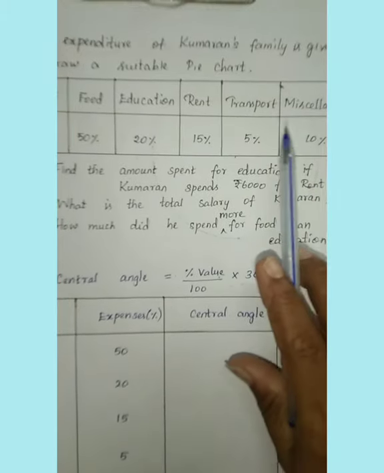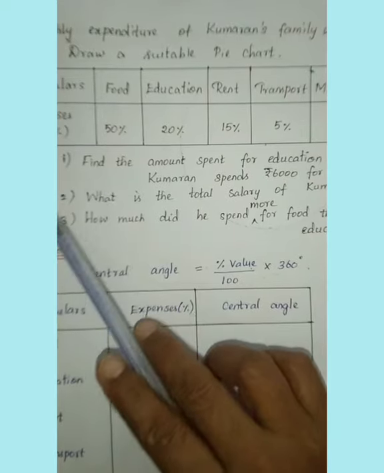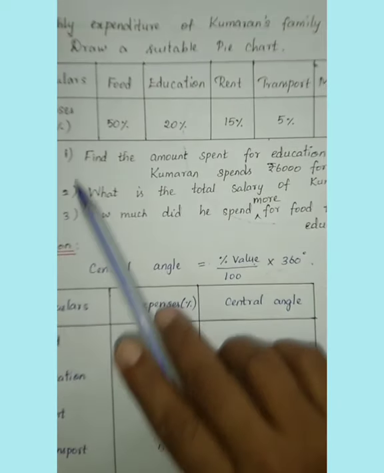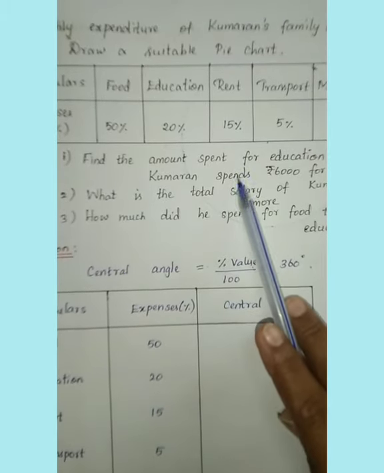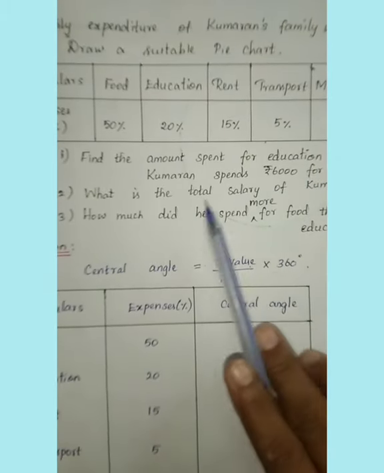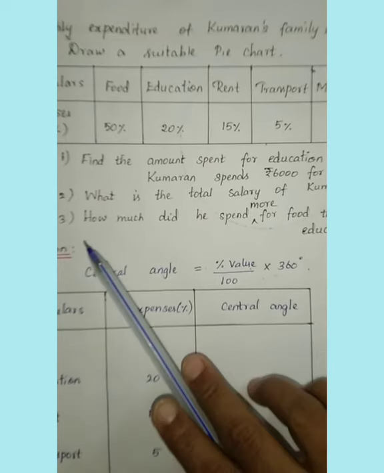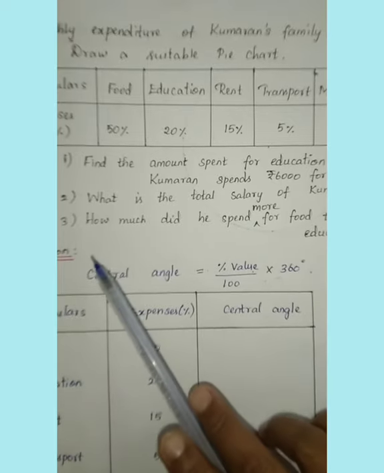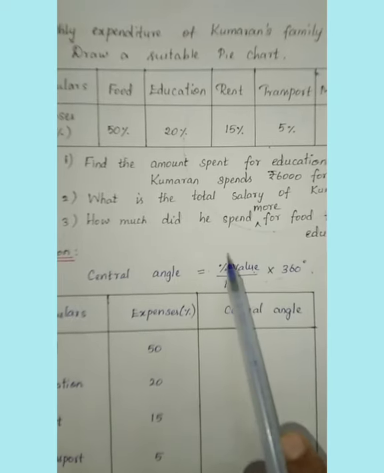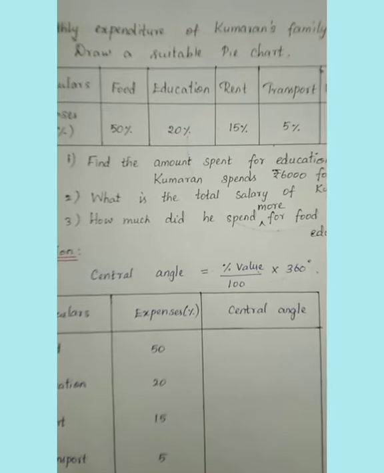For this we are going to draw a pie chart, and also we are going to find out these questions. That is, first question, find the amount spent for education if Kumaran spends rupees 6,000 for rent. Second question is, what is the total salary of Kumaran? Third question is, how much did he spend more for food than education?